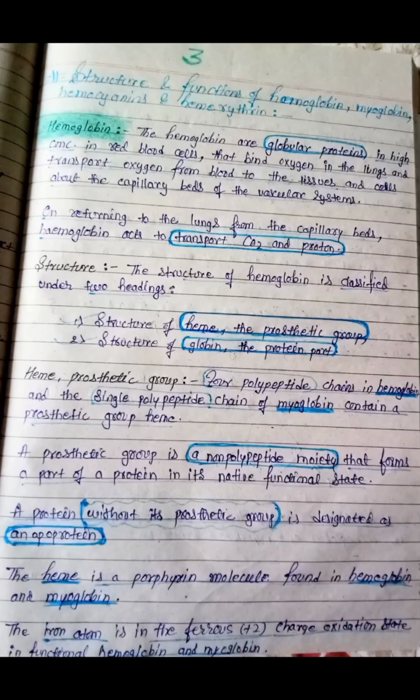The heme is a porphyrin molecule found in hemoglobin and myoglobin. The iron atom is in the ferrous +2 charge oxidation state in functional hemoglobin and myoglobin. You have to make the structure of heme, which I have already done in the hemoglobin video.